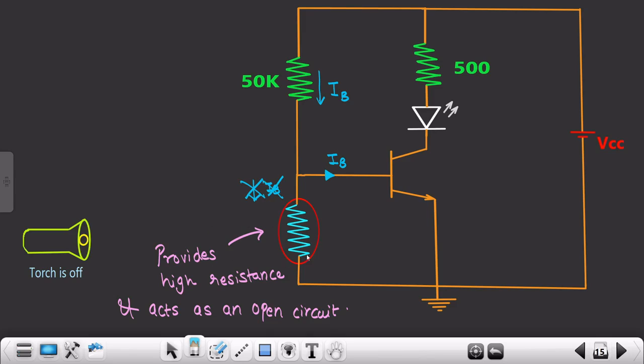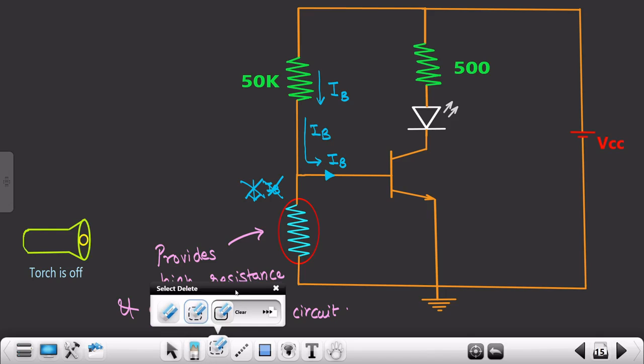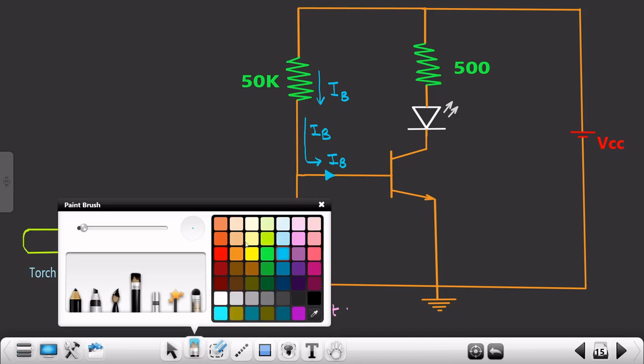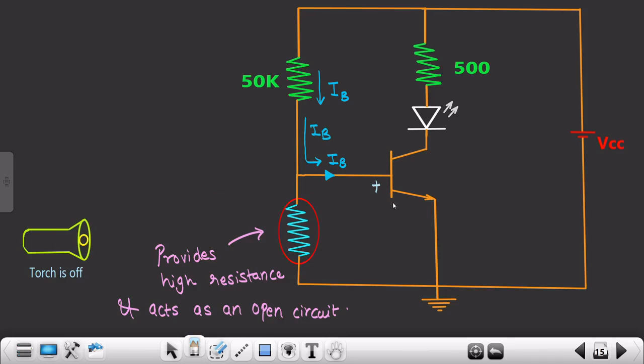Why will it never flow in that direction? Because this particular sensor will provide high resistance, and as I told you in the very first course, current will always flow from the path which has low resistance, right? Since this LDR sensor is providing high resistance, it will never flow in this path. It will prefer to go in this direction. So let me erase this. Your IB will move in this direction, and then there would be some voltage drop across this transistor, plus minus VB, right? And then there would be some emitter current, IE, right?